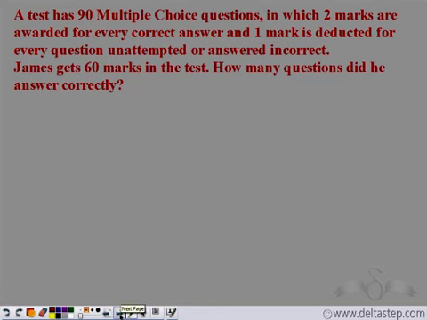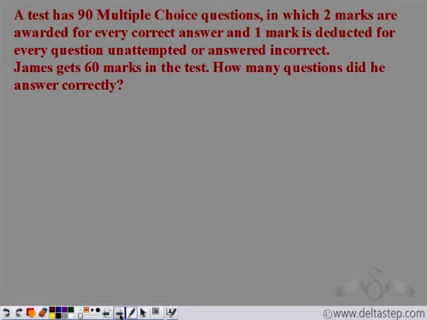Now, a test has 90 multiple choice questions in which 2 marks are awarded for every correct answer and 1 mark is deducted for every question unattempted or answered incorrect. James gets 60 marks in the test. How many questions did he answer correctly? So if a student answers a question correctly, he gets 2 marks. Otherwise, a mark is deducted for every question that is incorrect or unattempted.